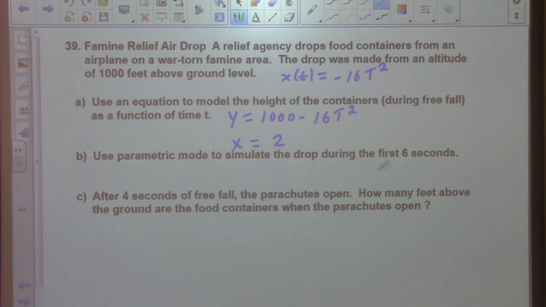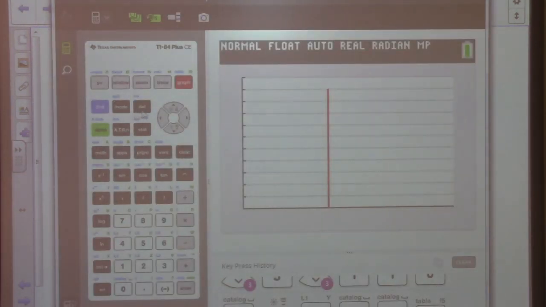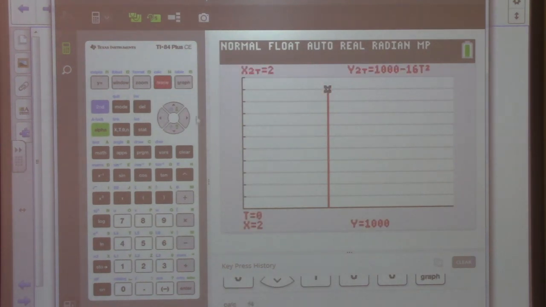It says use parametric mode to simulate the drop during the first 6 seconds. Okay, so after the first 6 seconds, let's do that. We go to trace, and we can go down first 6 seconds, can't we? Yeah. 2, 3, 4, 5, 6. So now we've traced. So it dropped from 1,000 feet to 424 feet off the ground.